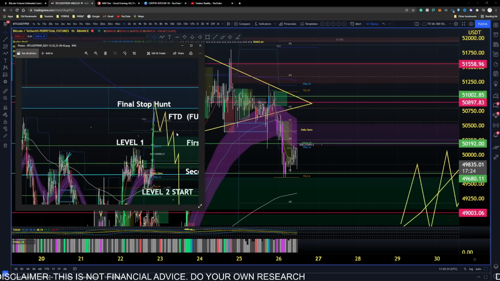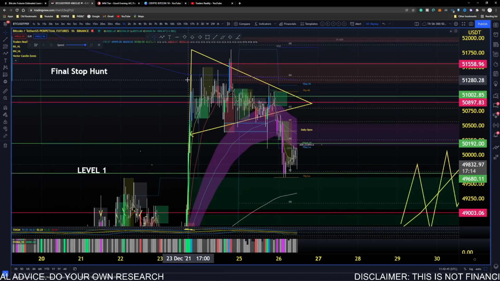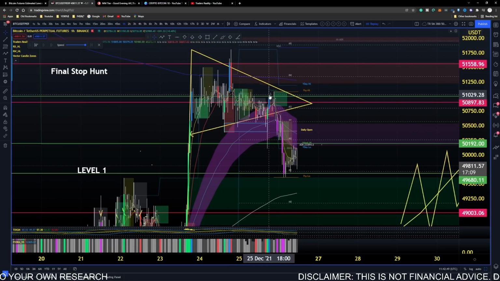The FTD zone. Now, the FTD zone itself is a point in the chart where the dealer or the broker, market maker, whatever you want to call it, initiates traders to believe that one thing is happening when really he's setting up for another. Do you see what I mean?